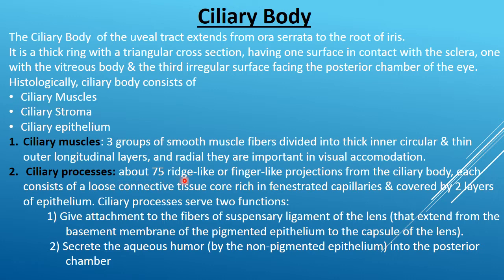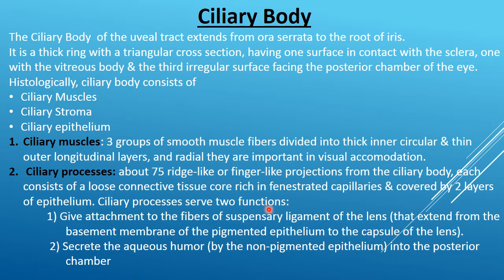Then there are the ciliary processes, which you have seen. They are almost 70 to 80 ridge-like, finger-like projections, and histologically they consist of a loose connective tissue core, which is rich in fenestrated capillaries, and it is covered by two layers of epithelium, the same ciliary epithelium that is covering the ciliary processes as well.